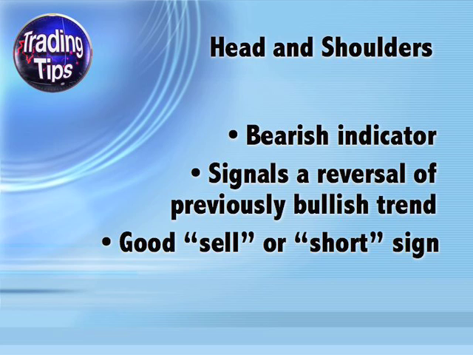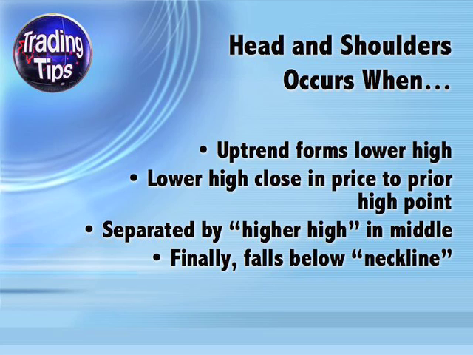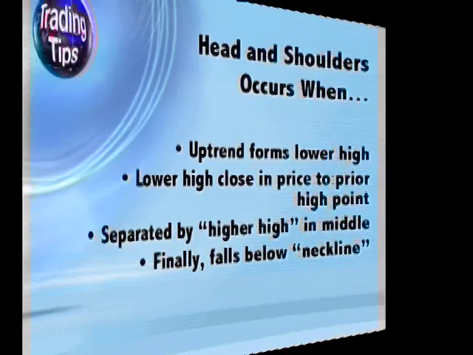The Head and Shoulders chart pattern is a bearish indicator that signals the reversal of a previously bullish trend, telling you it's time to sell or short a stock that's been on a bull run. A Head and Shoulders formation occurs when an uptrend forms a lower high, which is close in price to a previous high point and separated by a higher high in the middle, and finally falls below the neckline created by the low points. It's much easier to understand if we take a look at an example.